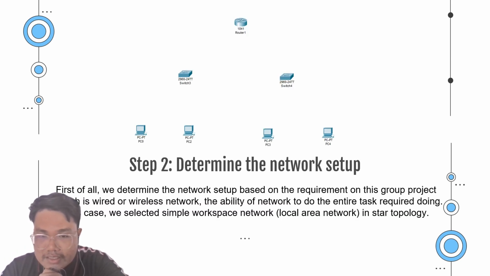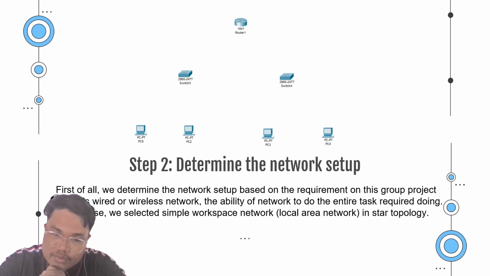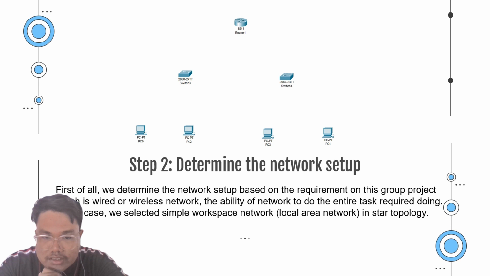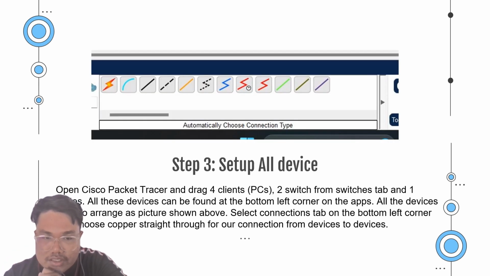Second, we determine the network setup based on the requirement of this group project, which is a wired and wireless network, with the ability to do the entire task required. In this case, we selected a simple workplace network, a local area network in star topology.